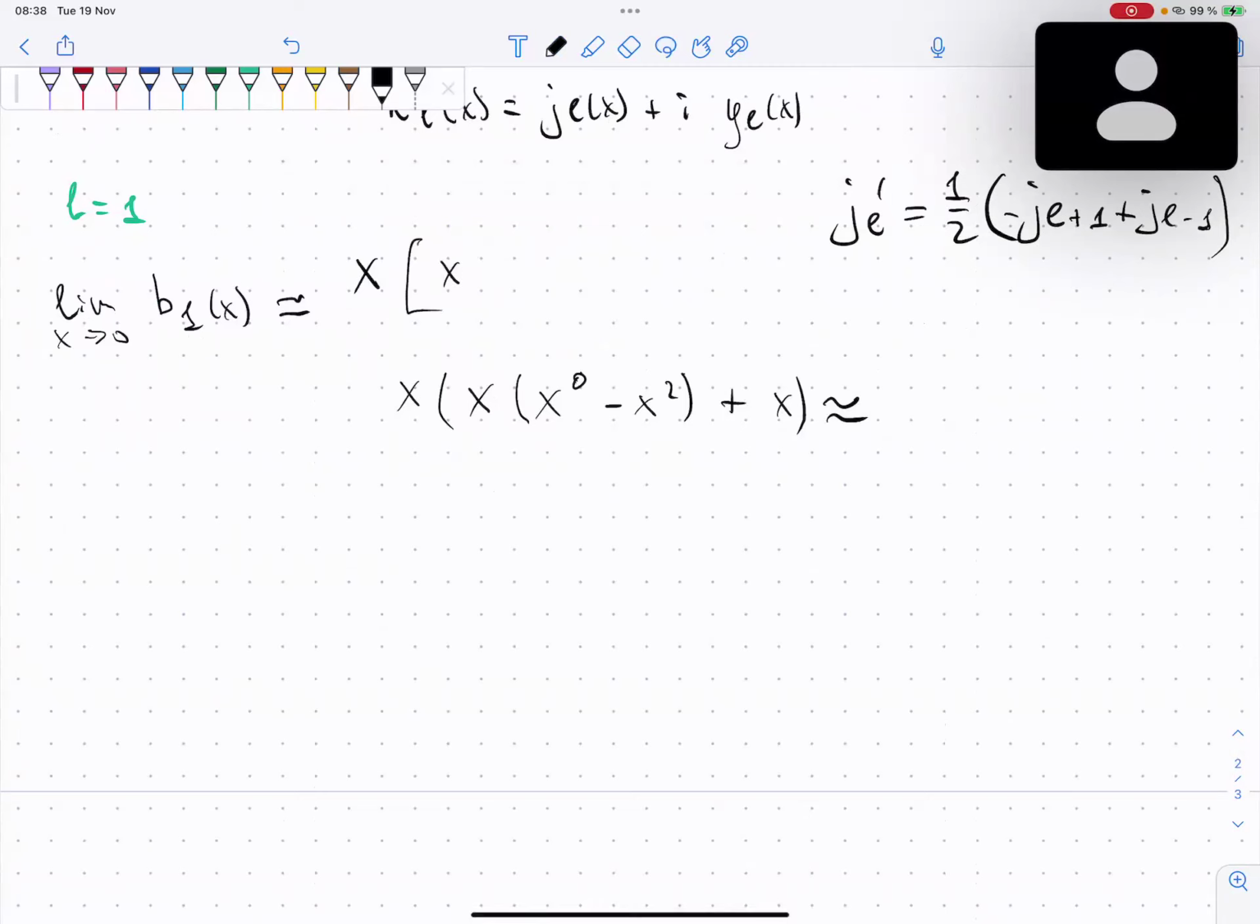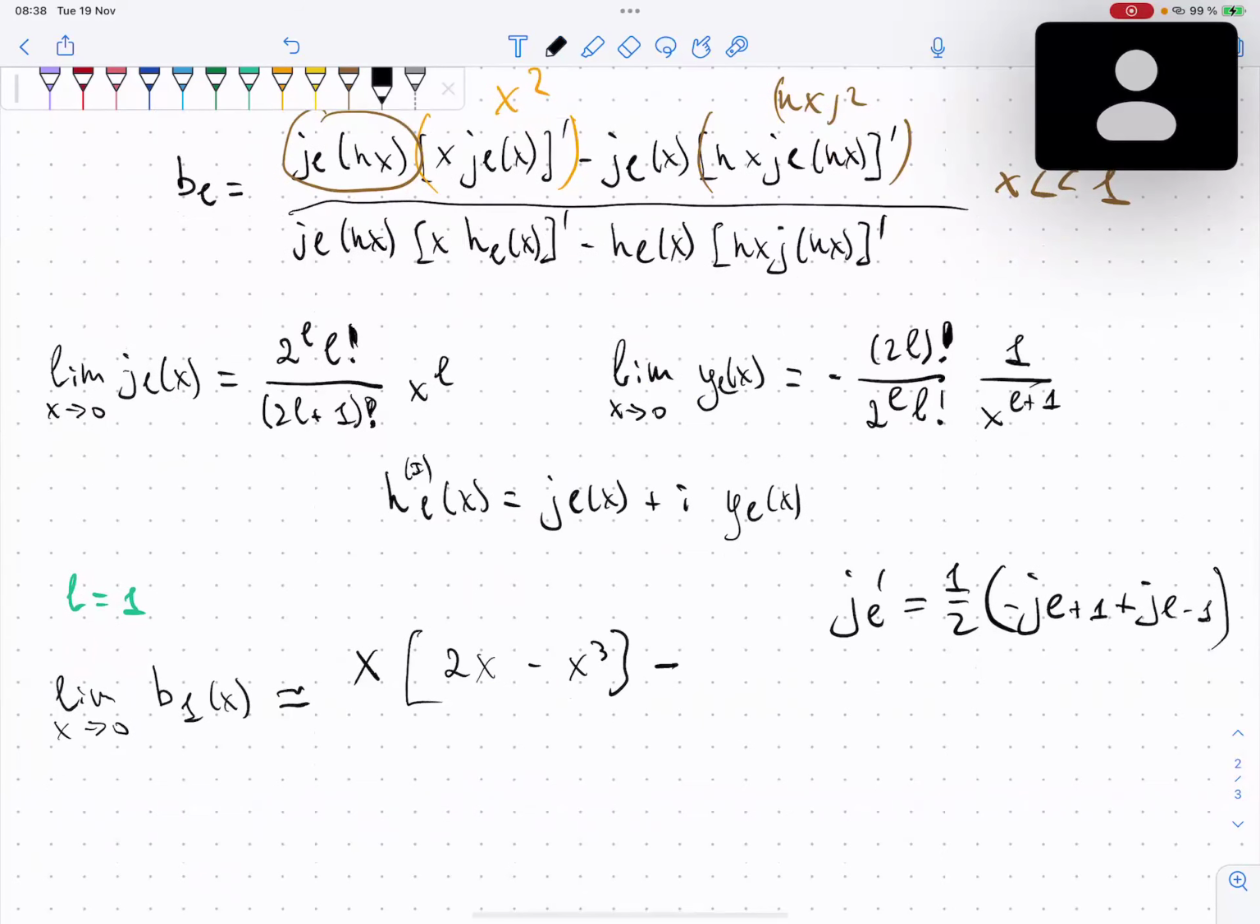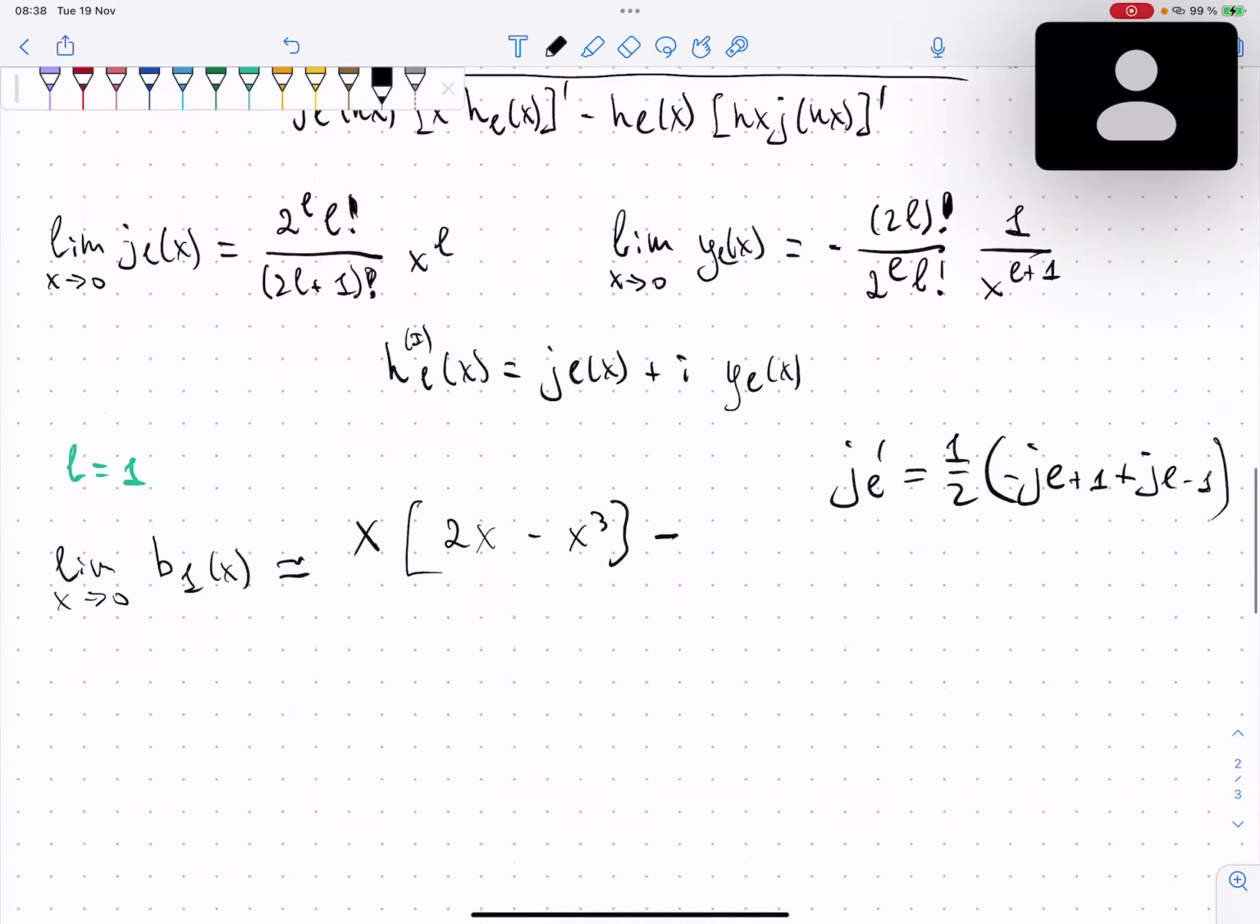x to the power like 2x minus x to the third power minus, well, okay, it takes a lot of time. Sorry, maybe let me just plot this to you, from 1000 to 1400 nanometers.